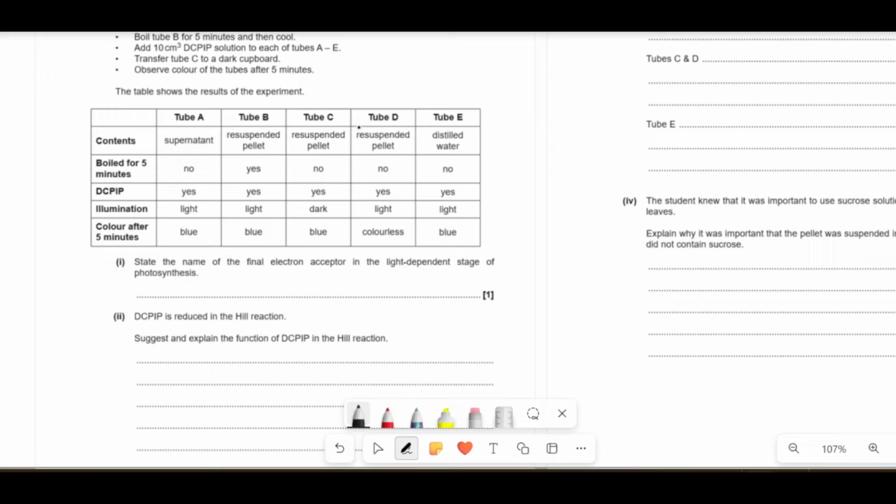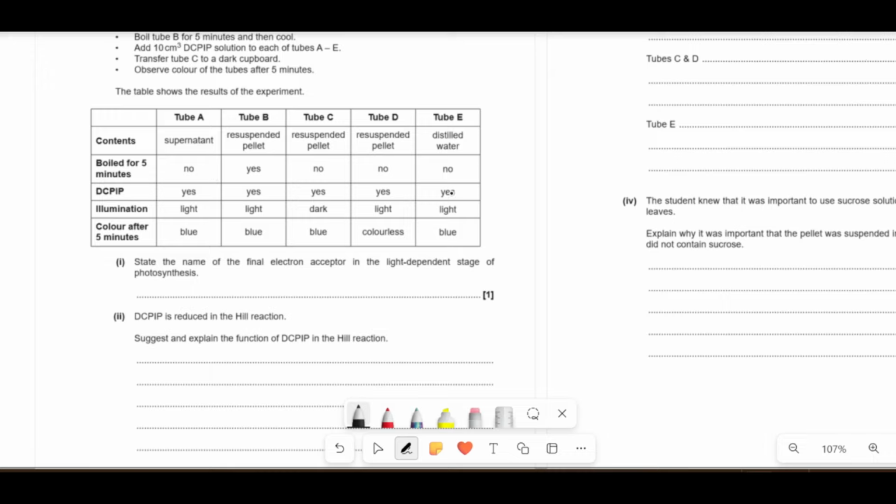Fine. So just have a quick second to understand what's going on here. We've got supernatant, pellet, and distilled water. The pellet would have all your chloroplasts and stuff like that, so you would expect the light-dependent reaction to happen there, whereas a supernatant wouldn't, so you wouldn't really expect that to happen either. What they've done is they boiled for 5 minutes here, and then they haven't. In the ones that they have, you would expect everything's denatured and dead. Fine. And then DCPIP's been added to all of them, including the control, which would be E.